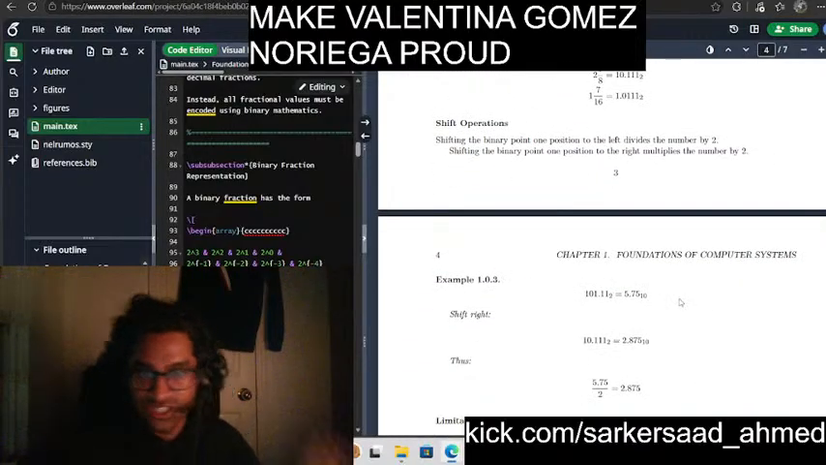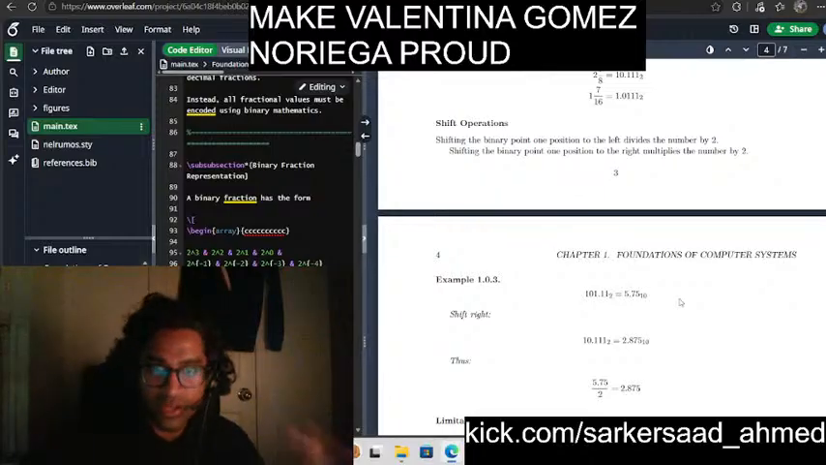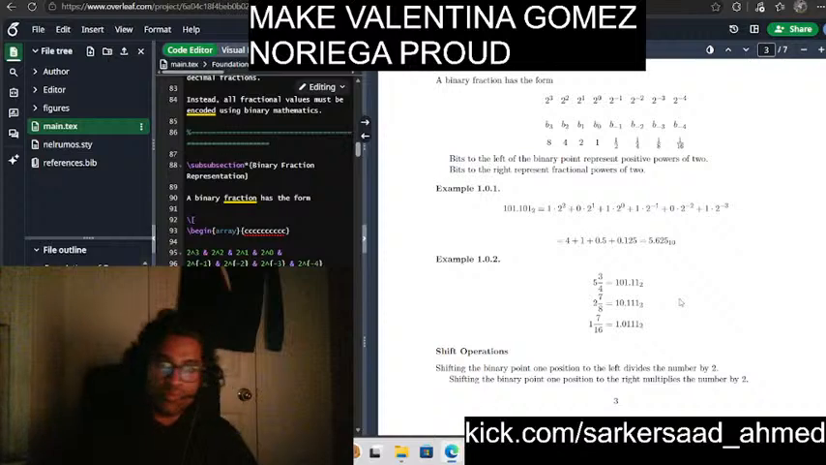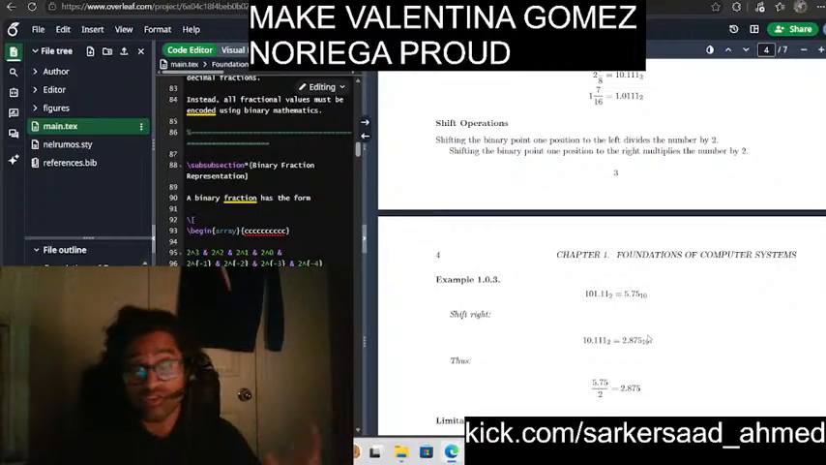And then the shift operation. Shifting the binary point one position to the left divides the number by 2. One position to the right multiplies by 2. So if I have 101.11, what this means is that I have to do 1 times 2 to the power 2 plus 0 times 2 to the power 1 plus 1 times 2 to the power 0 plus 1 times 2 to the power minus 1 plus 1 times 2 to the power minus 2.